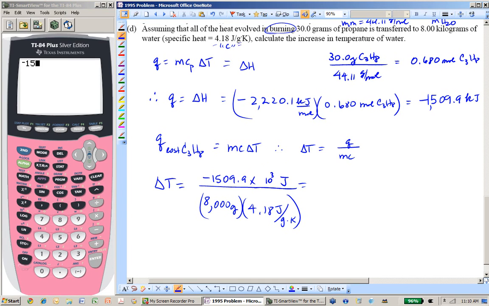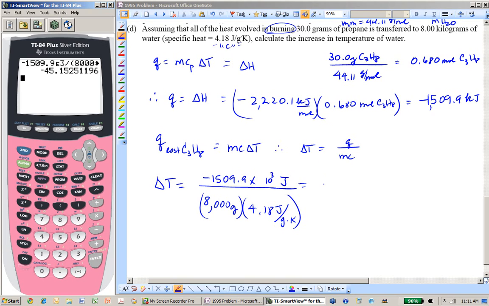So let's try that again. Negative 1509.9, make it joules instead of kilojoules, divided by, parentheses, 8,000. Sometimes I think it's good for you to see me mess up. That's my story, and I'm sticking to it.